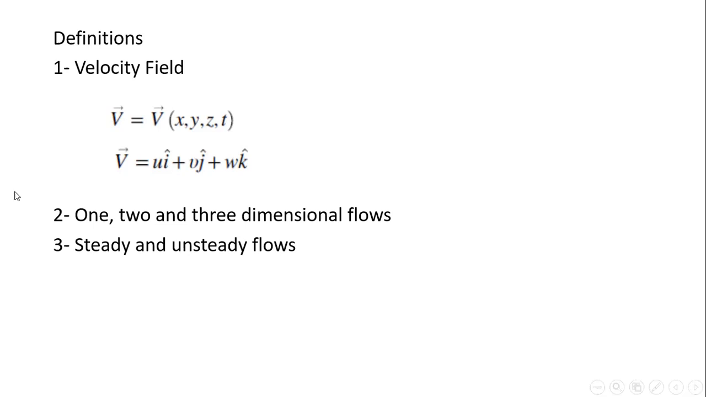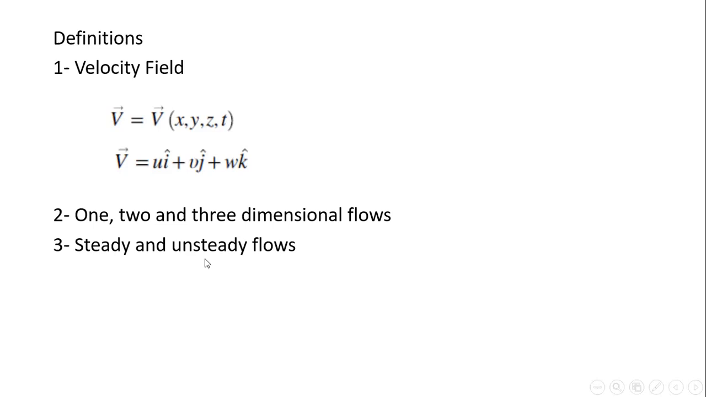The second point, what is meant by steady and unsteady flow? If the velocity vector is a function of time beside the space coordinates, we say that the flow is unsteady. When the velocity vector doesn't depend on the time, then the flow is steady. So steady is when the time is absent from the equation of the velocity vector.